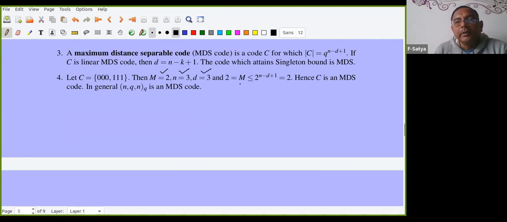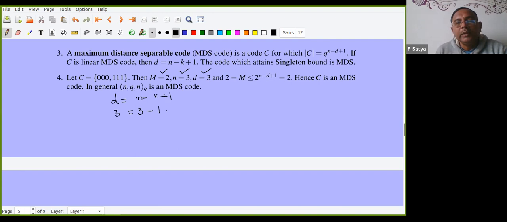Now the Singleton bound says that M is less than or equal to 2 power n minus t plus 1. So 2 power, it is exactly 2. So equality holds here, 2 equal to 2. So C is an MDS code. Since it is linear, the other way to look at it: D is equal to n minus k plus 1. So D is equal to 3, n value is 3, so k is 1, right?